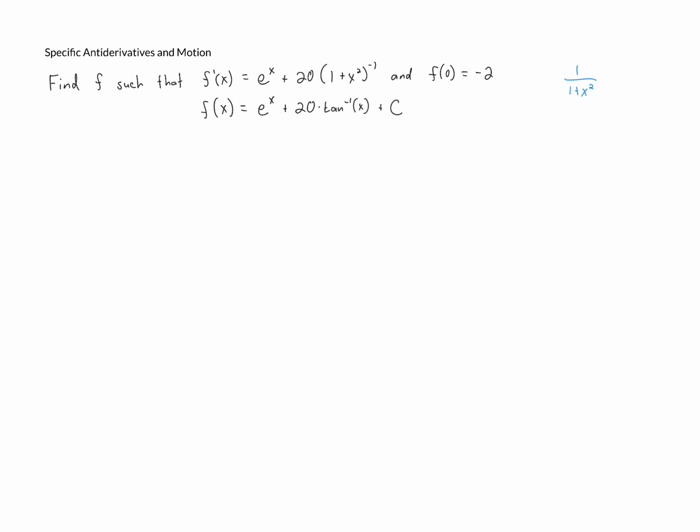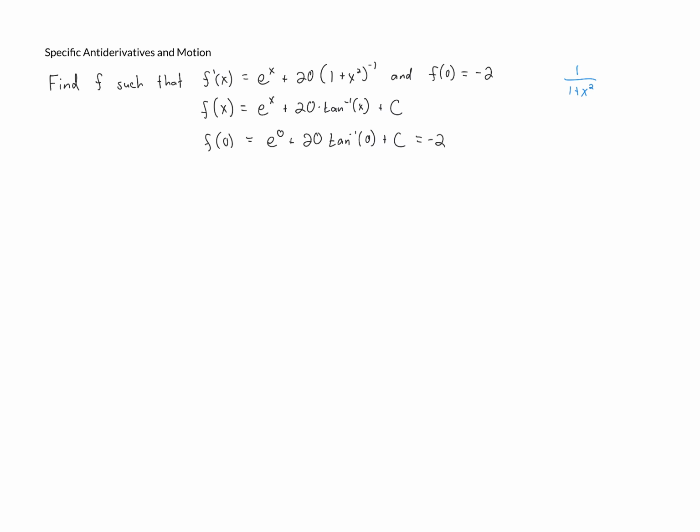But we can figure out what this constant is because we know that the function value when x is 0 should be negative 2. So here's how we can deal with this. If we plug in f of 0, this is going to be e to the 0 plus 20 times inverse tangent of 0 plus a constant. And we know that f of 0, whatever that is, has to equal negative 2. That's what we were given up here. So we plug in 0, see what we get, and set it equal to negative 2, and then we can solve this equation for c.